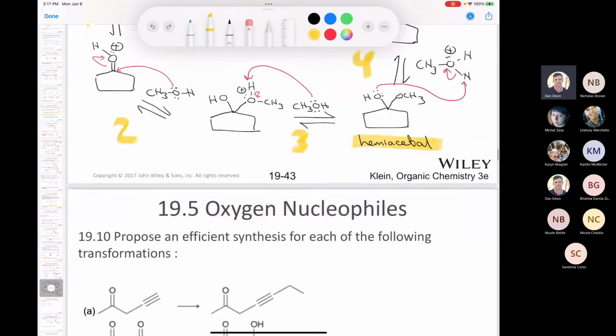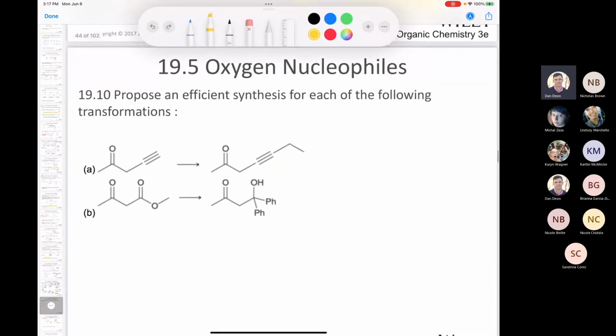Well, with that in mind, let's try another practice problem here. This one's a good one. It just says propose an efficient synthesis for each of the following transformations. Here's an old chestnut. I know that everybody here remembers this one. What would the conditions be if you have a terminal alkyne like this, but then you want to add an ethyl group to it? Does anybody remember the conditions for that? This is chapter 9, the alkynes chapter.